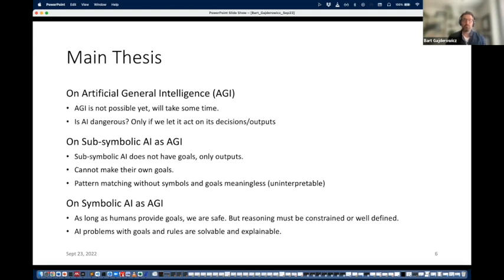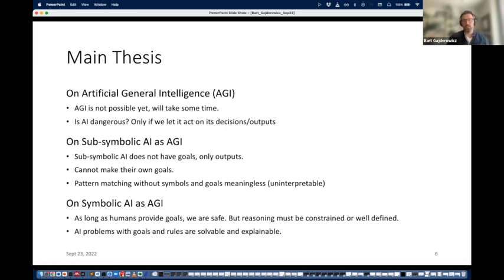So as I mentioned, goals are really provided by the AI designer. So as long as humans are providing the goals, I think we're safe. However, that kind of reasoning must be constrained and well-defined. And so again, going back to the cancer example, if you tell an AI, whether it's symbolic or sub-symbolic, that you want a solution for solving cancer, you don't want it to come up with a solution like kill everyone who has cancer. And you most certainly wouldn't want to have it act on it.